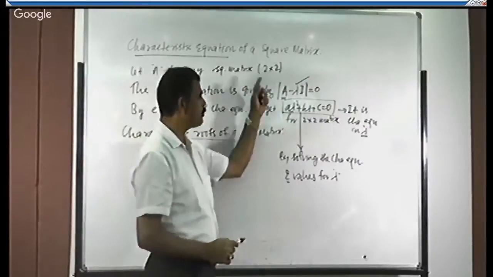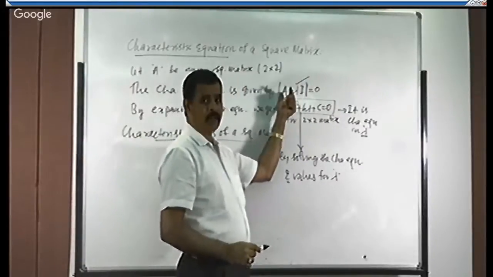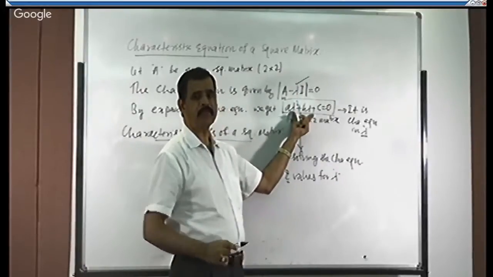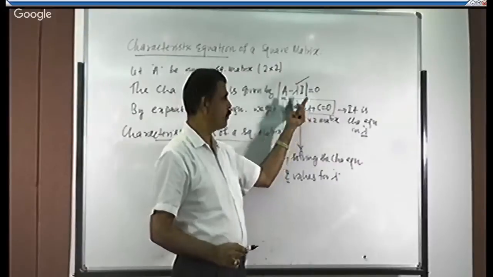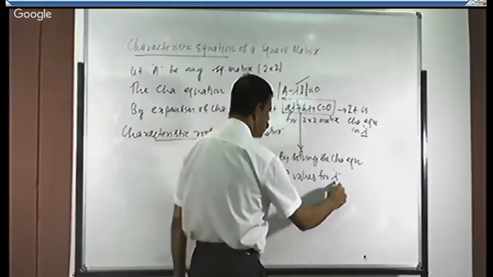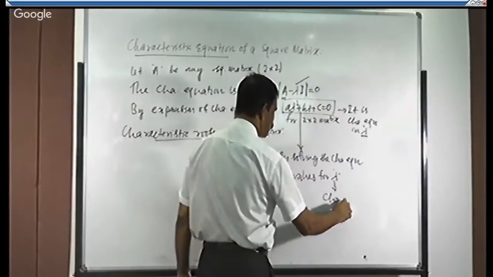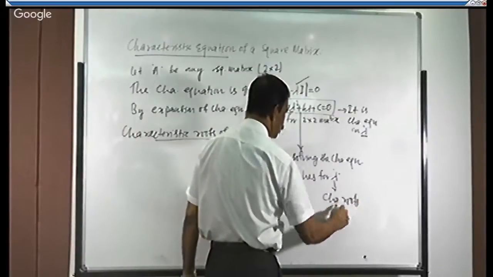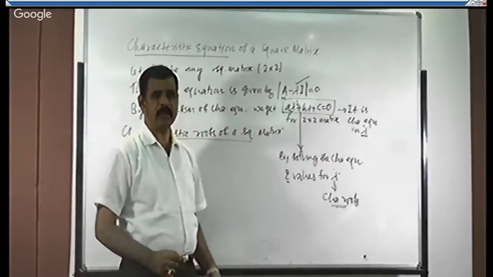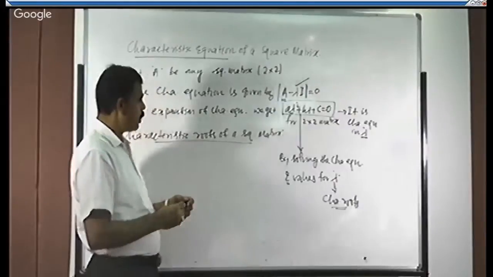Suppose A is a 3 cross 3 square matrix, then the characteristic equation will be a cubic equation. By solving that, you will get 3 values of lambda. Those values are called characteristic roots, or they are also called eigen values of a square matrix.